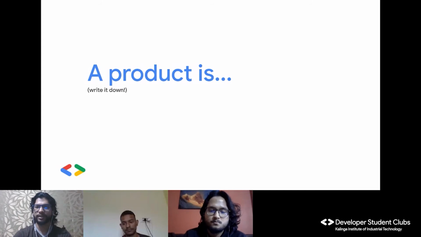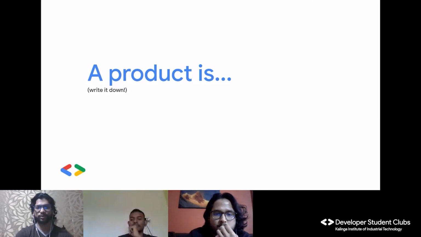Okay. Pratik says a product is something which solves a particular problem without itself being a new problem. That's a very nice point, nice observation. Pratyum says something usable, consumable by individuals. That's also good. Something that helps the user in some way.